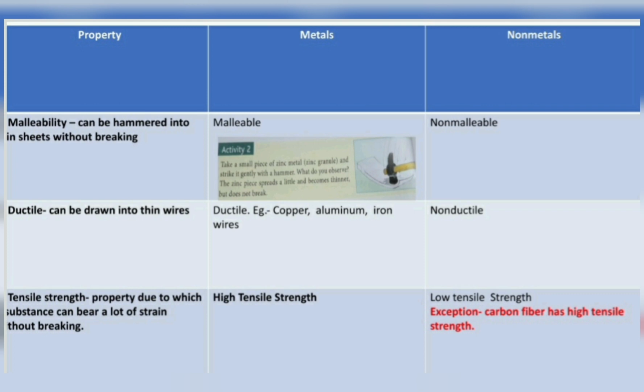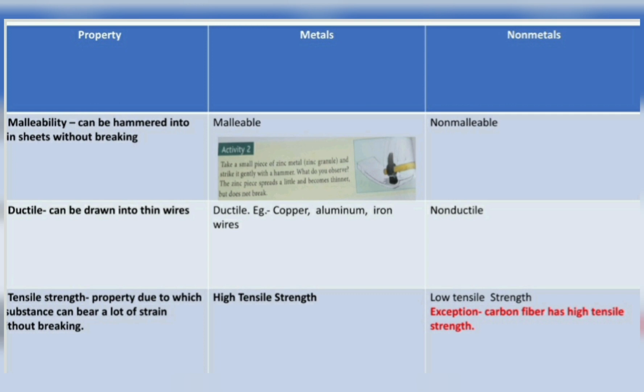The eighth property is tensile strength. What is tensile strength? It is the property due to which the material can bear a lot of strain without breaking. That means if you attach something heavy to a material, that substance will not break. It will hold that heavy substance without breaking. This is called tensile strength.